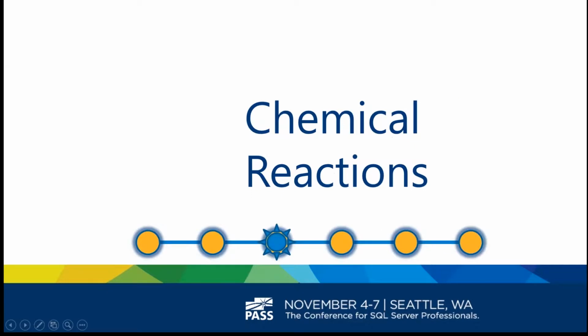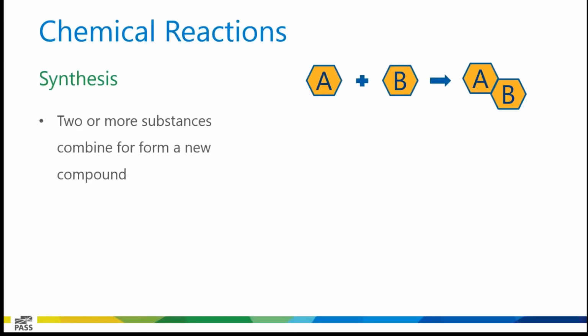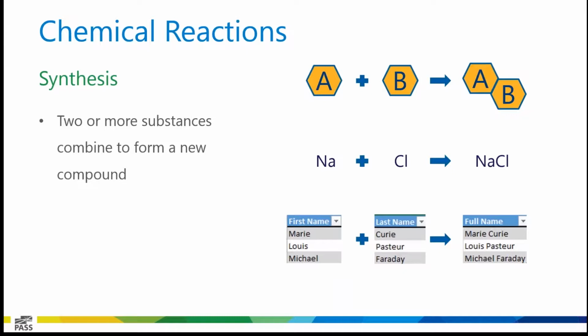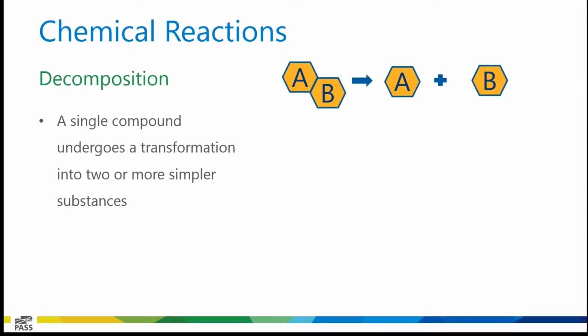So we're going to move on to start talking a little bit about chemical reactions. So some common chemical reaction types, one of them is synthesis, the idea of taking two or more substances and putting them together to form a compound, you know, kind of like A plus B yields AB. You see that with, you know, sodium and chlorine making sodium chloride. And you might think of it in terms of ETL. You might be combining a first name and a last name to yield a full name field, right? So you're essentially doing synthesis on those data elements.